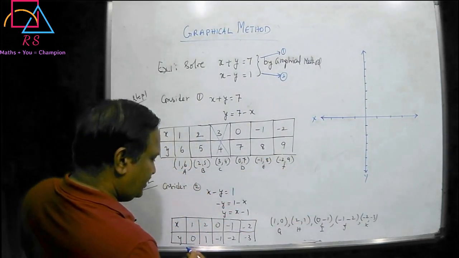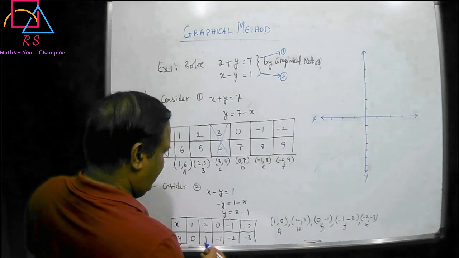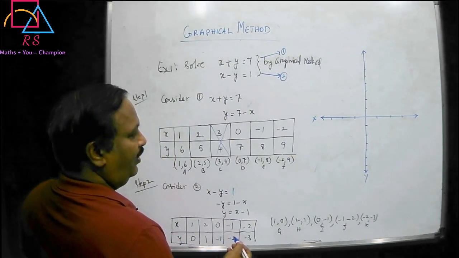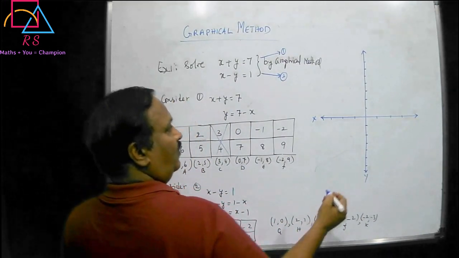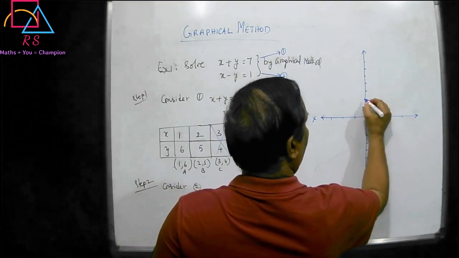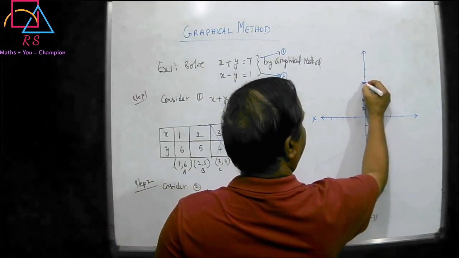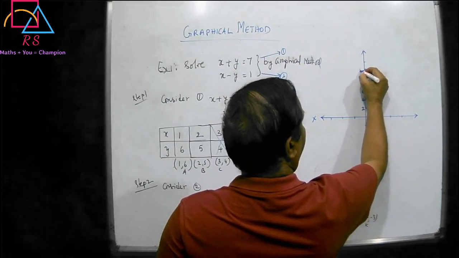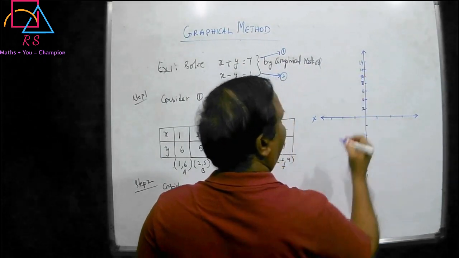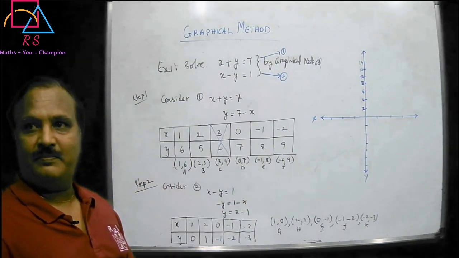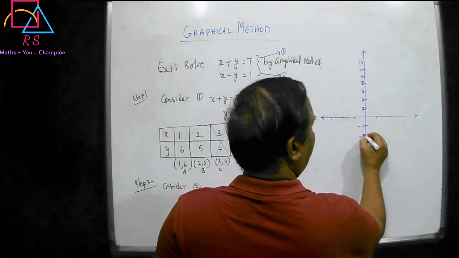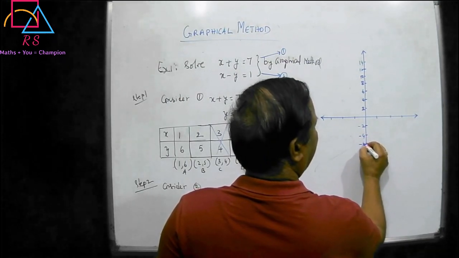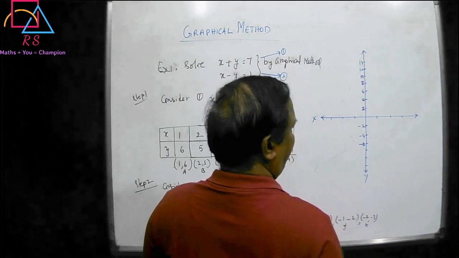Now, in the second table also, what is the highest y? Here 1 only. The lowest is minus 3. Minus 1, 2, 3, minus 3. So, what should I do here? 2, 4, 6, 8, 10, 12 and 14. So, now 9 fits. Here also you should do minus 2, minus 4, minus 6 and so on.